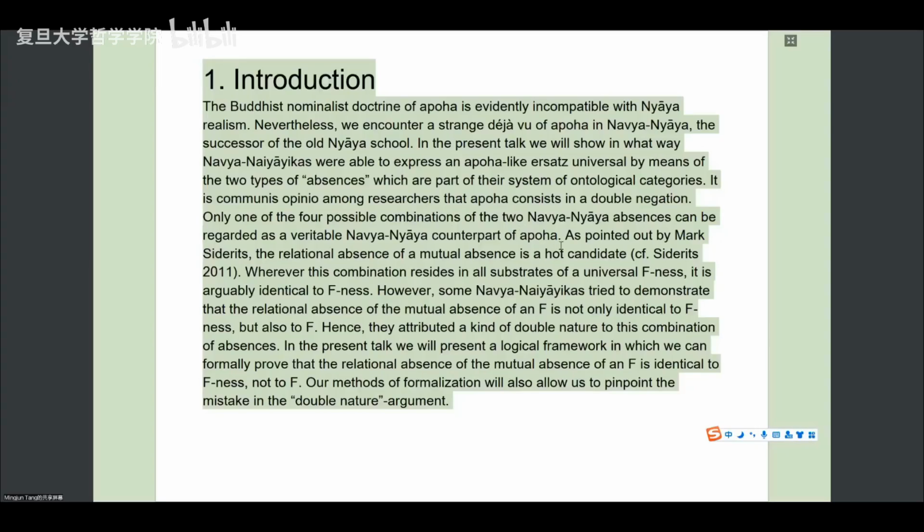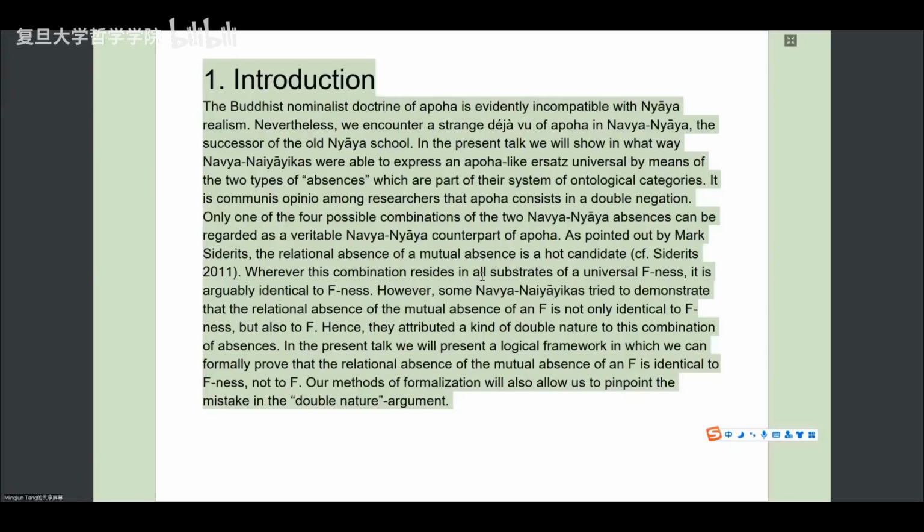Actually, I was not the first one who saw it like this. Only when I prepared my talk, I came across an article by Mark Siderits. It's a contribution to a collective volume on apoha, which I can recommend very much. It's edited by Tillemans, Siderits, and Chakrabarti. The title is just Apoha. And there I found this article by Mark Siderits. And actually only on the last pages of this article, Mark Siderits refers also to this peculiar combination of absences in Navya-Nyaya, which looks like Apoha, absence of difference.